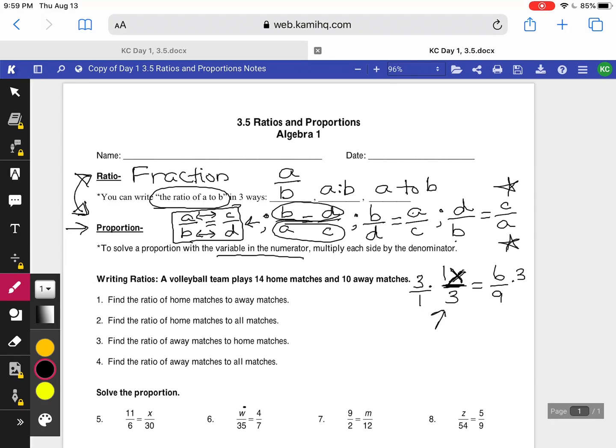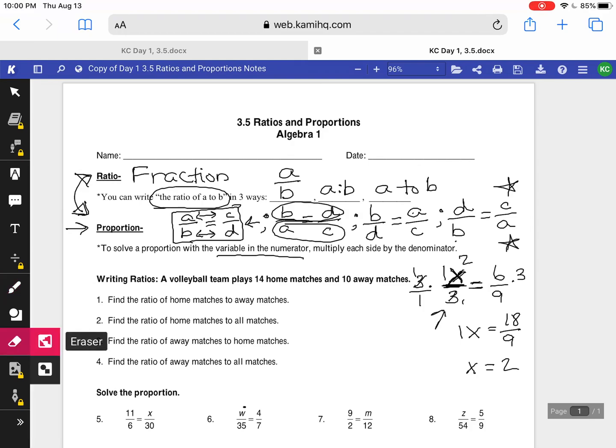When I do that, 3 times 1/3 is 1x, or 1. And on the other side, I would end up with 18/9, which can reduce to x is equal to 2. And if I come back up here, I can see that 2/3 is equal to 6/9. I'm going to go ahead and erase that for the sake of going on to our next section.